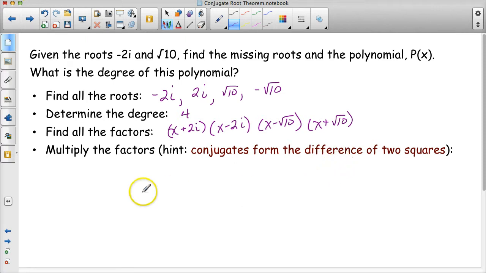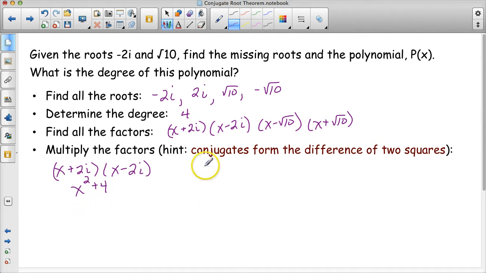So how do I find p of x? Well, I multiply the factors. But remember, conjugates form the difference of two squares. In other words, x plus 2i times x minus 2i is a conjugate. So this would be the difference of two squares, but remember, i squared is equal to negative 1. So really this becomes the sum of two squares. So I get x squared plus 4. If you don't remember that pattern, I suggest you take another look.